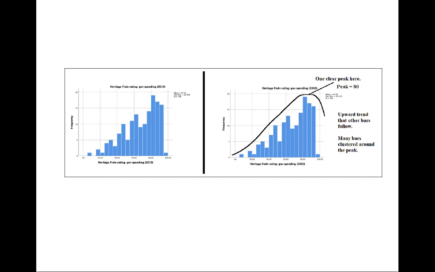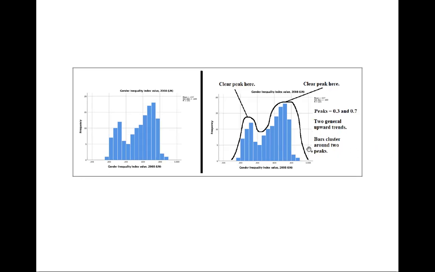Here is a histogram of the Heritage Foundation's ratings of government spending. I drew a general outline on top of it. From this outline, I can see there is one clear peak around 80. There is an upward trend to this peak that the other bars follow. It is like these bars are building a stairway up to the peak. And these bars here are all clustered around the peak.